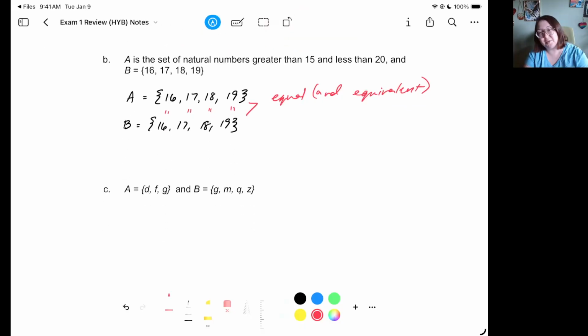Then we'll go on to this last one. This one, we don't really need to write out. They're already in roster method, and we could probably tell pretty quickly. We have A is D, F, G, and B is G, M, Q, Z. We see here we have 1, 2, 3 elements in A, and 1, 2, 3, 4 elements in B. They don't have the same elements either. They don't have the same number of elements. So this one would be neither. They are neither equal nor equivalent. All right, that's our sub number 3. Let's go ahead and go on to our next problem.